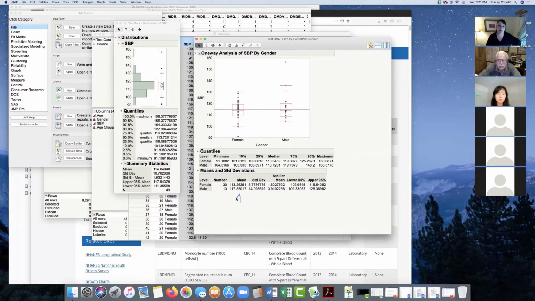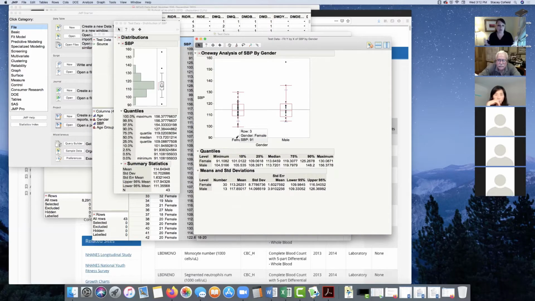So it looks like females are giving me a lower mean blood pressure. The question is, is it statistically significantly lower, right? They seem to be sort of straddling that 115. It looks like the medians are pretty similar. You can see my minimums and my maximums. My largest outlier, that 156, is a male, which is not surprising. And my lowest systolic is a female, also not surprising.